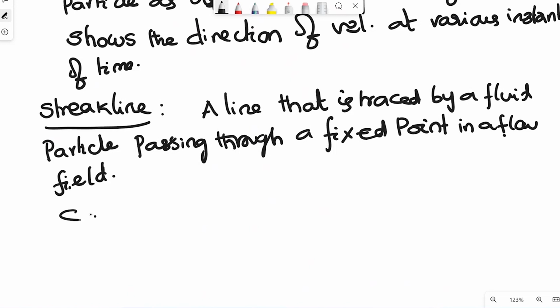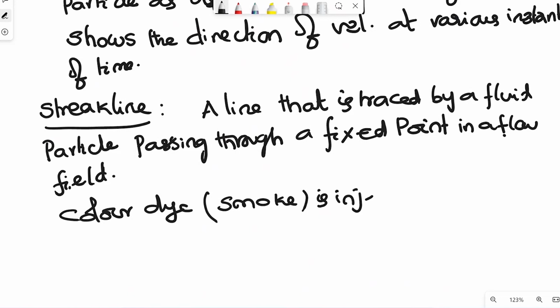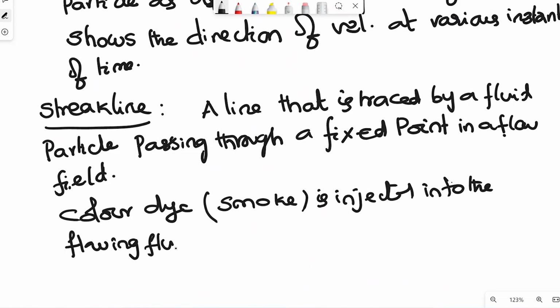A color dye, or in the case of gases a smoke, is injected into the flowing fluid in order to trace the motion of fluid particles.